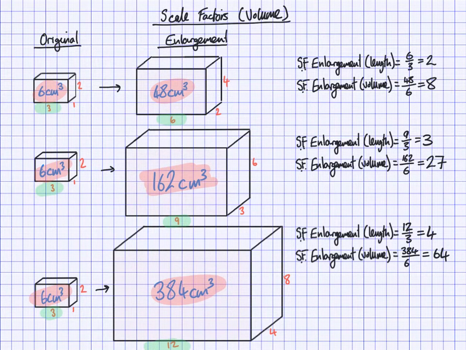So like we did with area, when we looked at area scale factor, we're going to have a look at these numbers here and see if we can find a connection between our scale factor for length and our scale factor for volume. So how is 2 connected to 8, how is 3 connected to 27, and how is 4 connected to 64? Now if you look at this, hopefully what you'll soon see is 2 times 2 times 2 is 8, or 2 cubed is 8, 3 times 3 times 3 is 27, so 3 cubed is 27, and 4 cubed is 64. So basically, if I want to get my scale factor enlargement for volume, all I need to do is cube my scale factor for length.